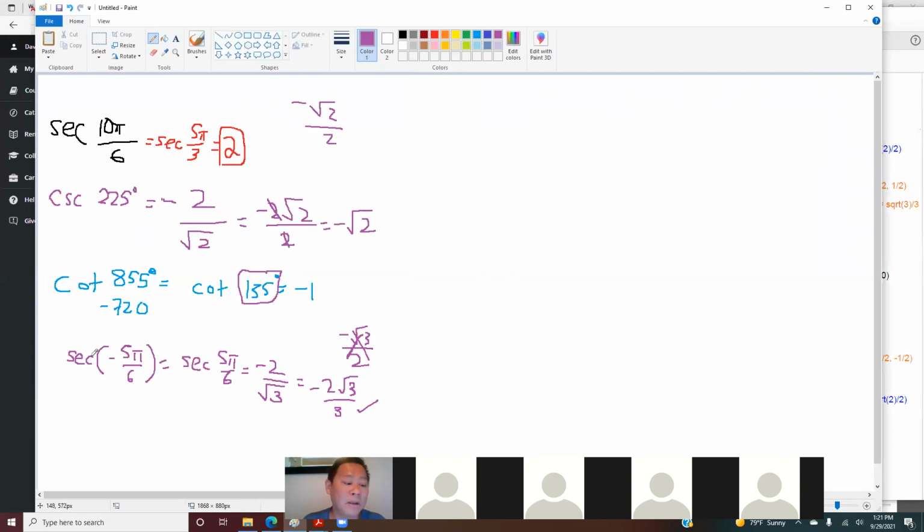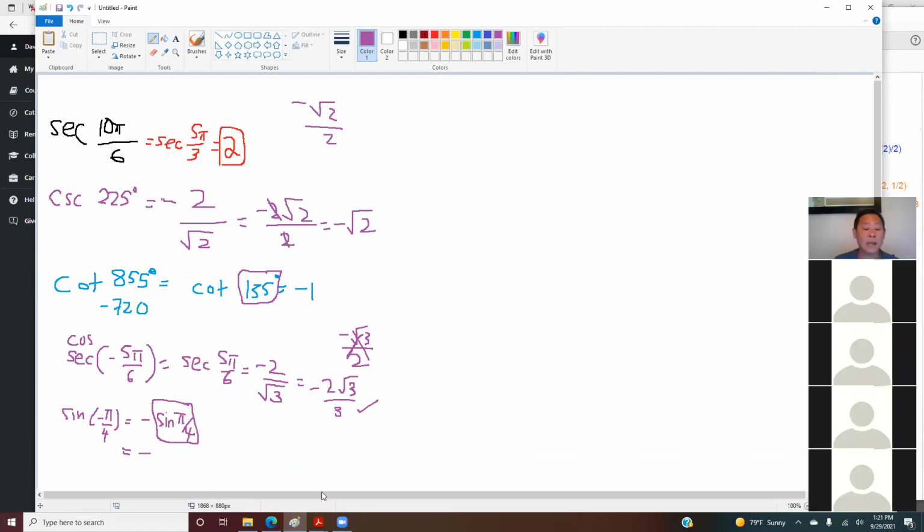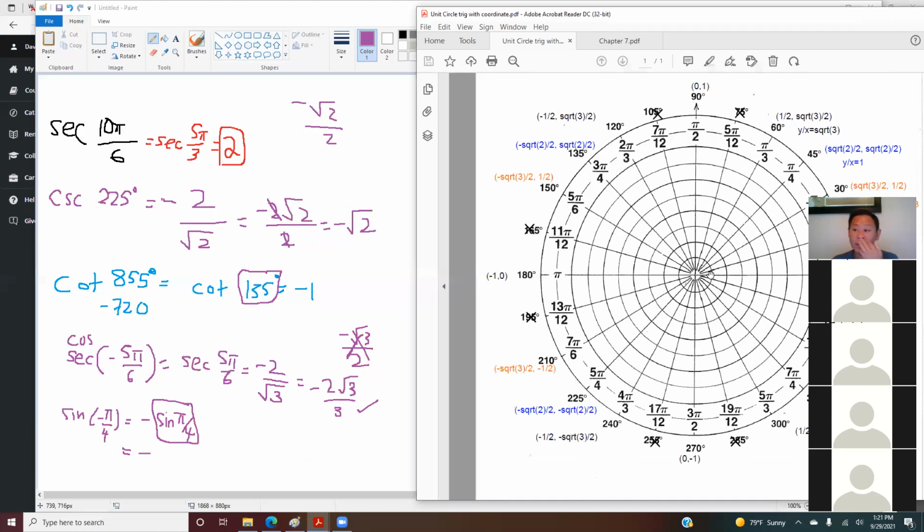If they are secant or cosine with a negative, the negative will disappear. If they are sine or tangent with a negative, it will pull up front. So if I say sine of negative pi over, let's say, 4, this negative will be pulled out. So what you have here is sine pi over 4. You just need to figure out what sine pi over 4 is using the unit circle, and then you put the negative in front.